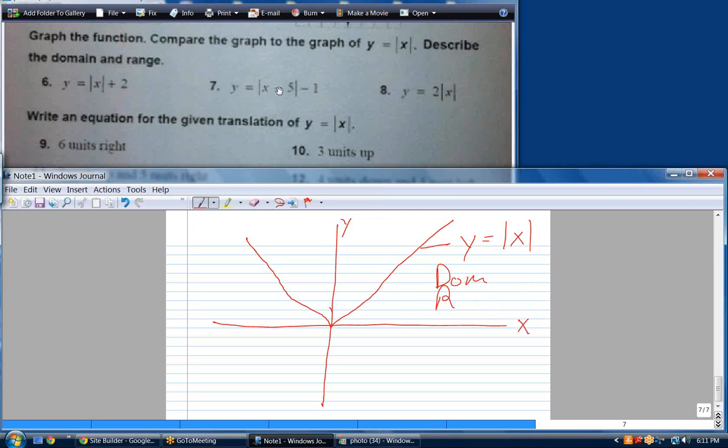Okay, number 7. Here we've got two things happening. We got a -1 being added after the function, and we have a -5 taking place inside the function. So first of all, what's the -1 do? It goes down vertically 1. Good. What does the -5 do?